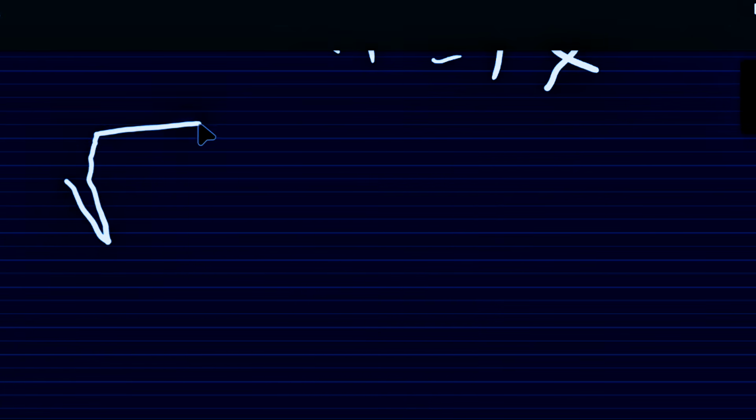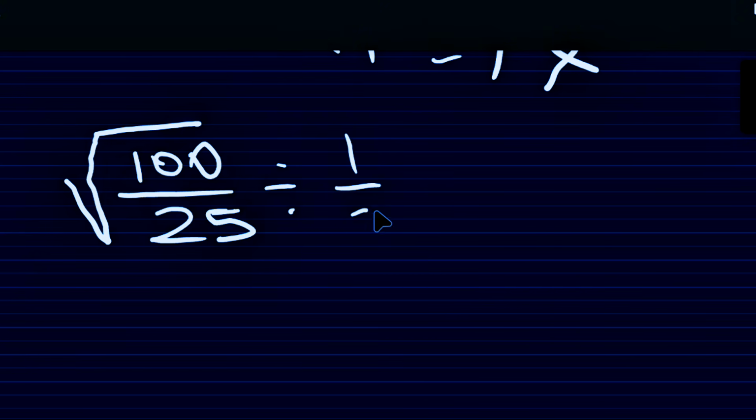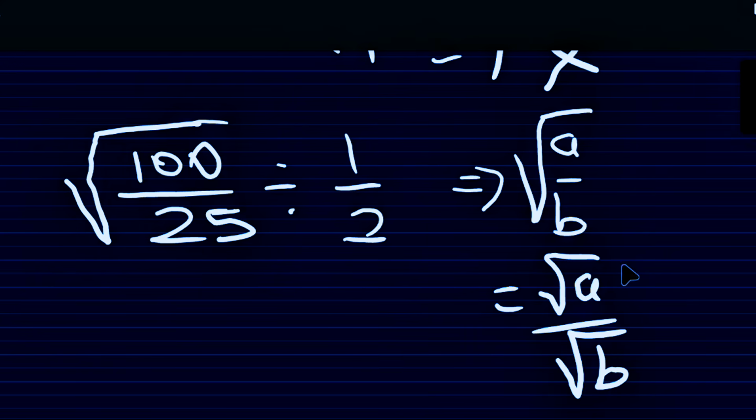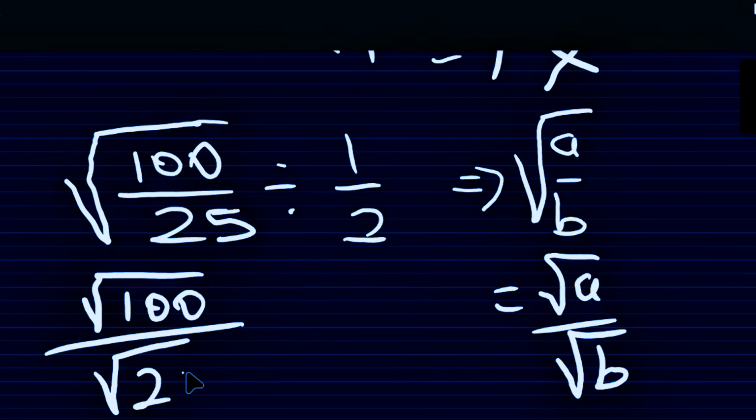Now for us to solve this question in the right way, our question is square root of 100 divided by 25, then divide by 1 divided by 2. For us to solve this correctly, we are going to apply this radical rule where you have square root of A divided by B equals square root of A divided by square root of B. If you apply this particular rule here, we are going to have square root of 100 divided by square root of 25. Then we'll divide everything by 1 divided by 2.